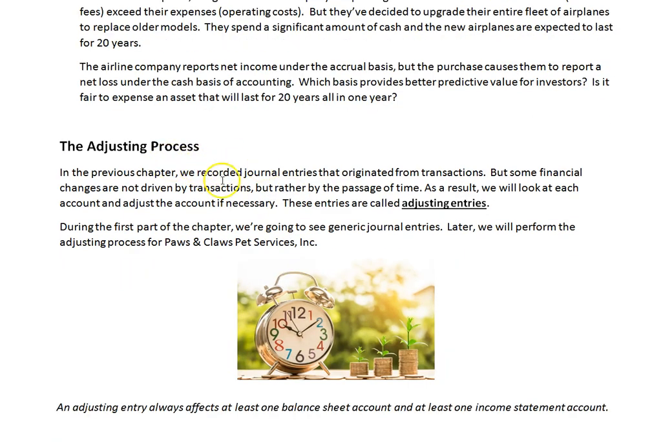Alright, the major focus of this chapter is the adjusting process. It says in the previous chapter we recorded journal entries that originated from transactions. But some are not driven by transactions. So we're not going to see transactions here. We're just going to see the passage of time. The passage of time itself changes some accounts.